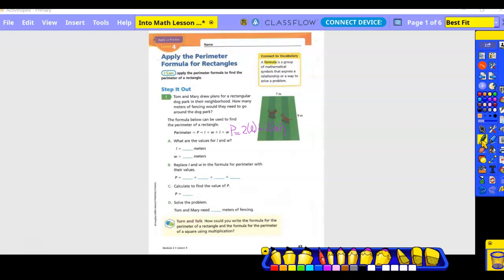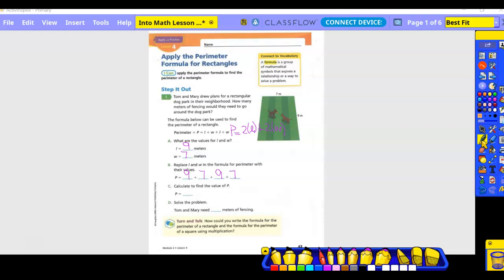All right? So what are the values for L? What's the length? 9 meters, right? What's the width? 7 meters. So now in our formula, we need to replace the L and the W with our 9 and our 7. So P equals L, so 9, plus W, which is 7, plus L again, which is 9, plus W, which is 7.